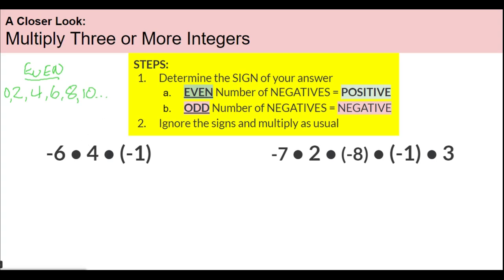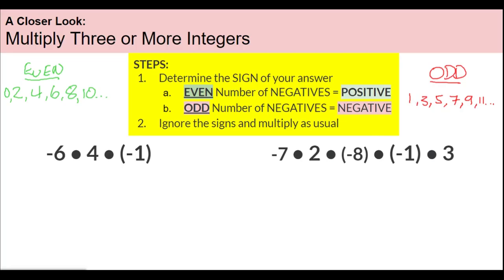And then if it is an odd number of negatives, so if we think of odd as one, we start at 1, 3, 5, 7, 9, then we can go 11, and then we can keep going. So if it's an odd number, your answer will be negative.